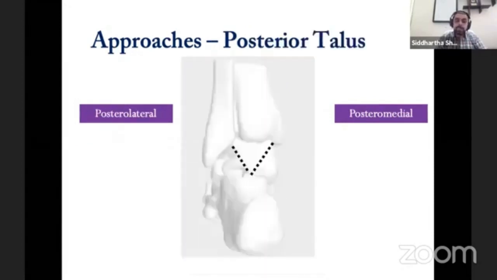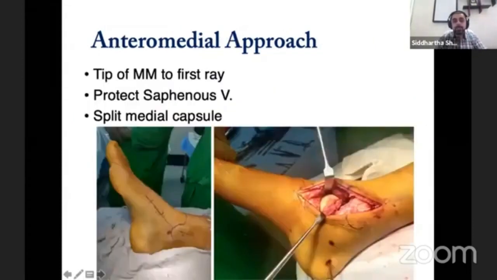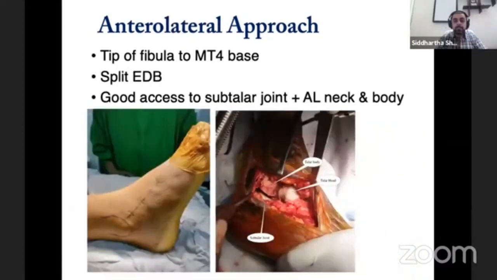For the very rare posterior talus fracture variants, you may do a posterolateral or posteromedial approach. So the anteromedial approach is a straightforward one, runs from the tip of the medial malleolus to the first ray. The important structure here is the saphenous vein. Split the capsule and you're directly onto the neck. Remember to preserve the deltoid ligament in this case.